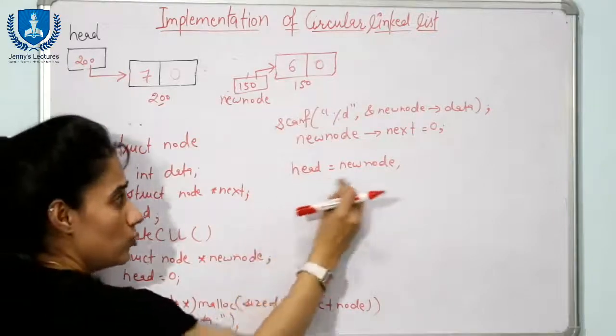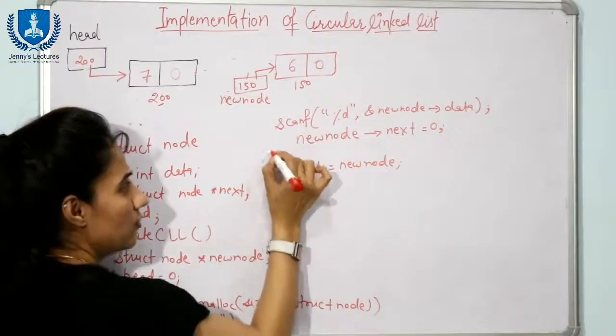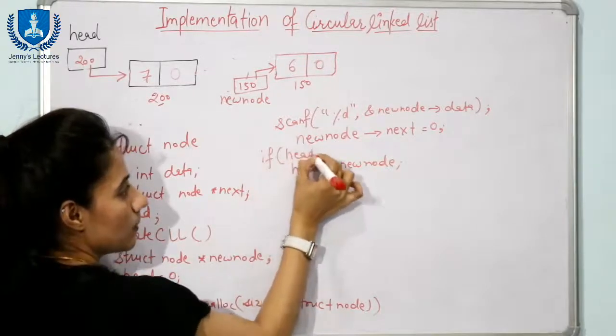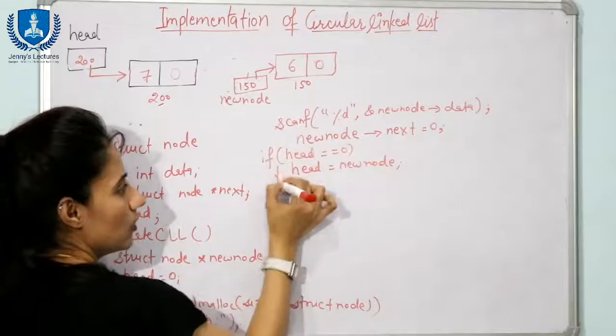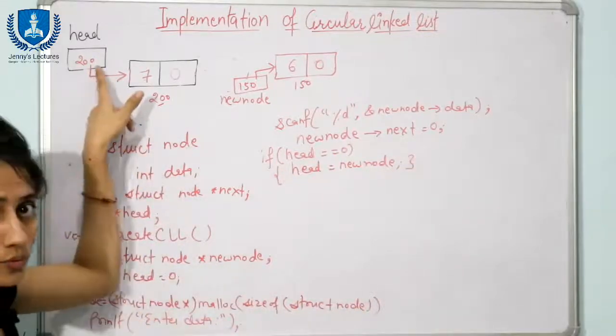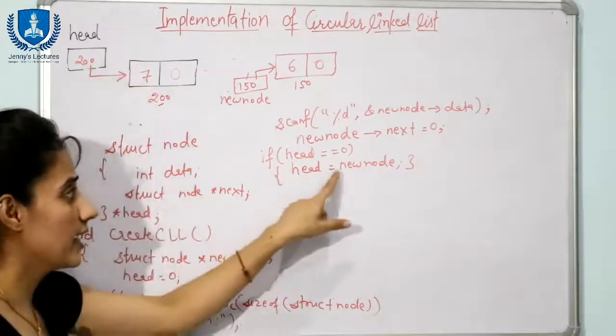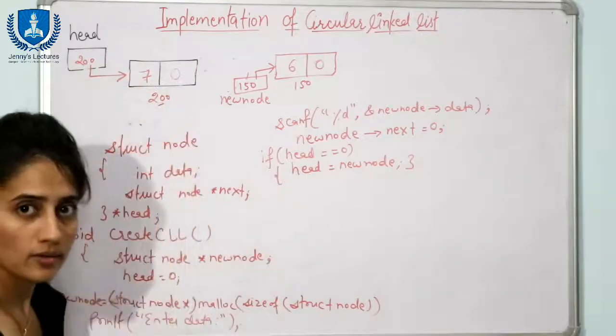Fine. So you cannot directly write this. What can we write? One condition: if head is equal to null, meaning if head is equal to 0 at the start, if there is no node in the list, then in that case head is equal to new node, that is fine.